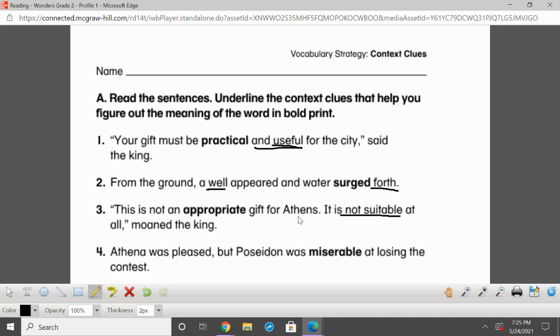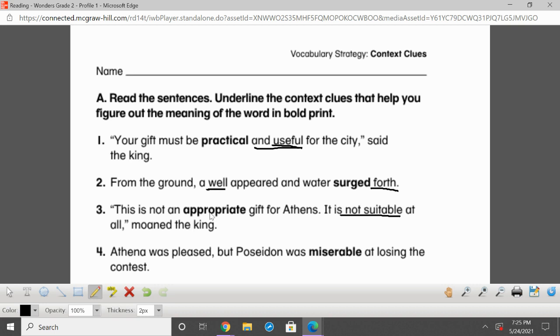They might restate. They might give another example, right? Up in this one, they used and useful. So they kind of use another word for practical. They might restate. They might give more detail to help you figure it out. That's what context clues do. So in this one, they kind of restated it.